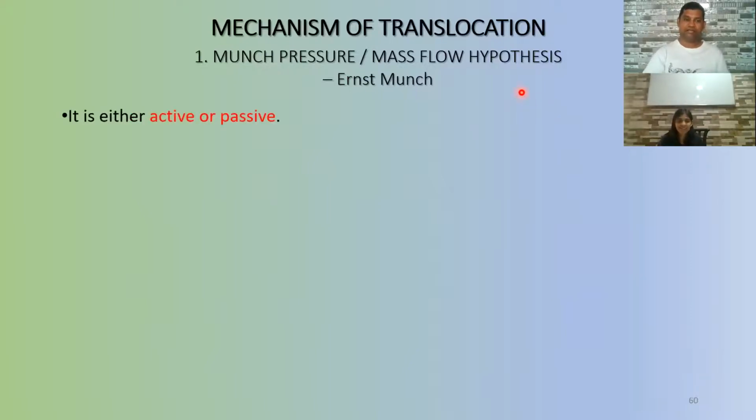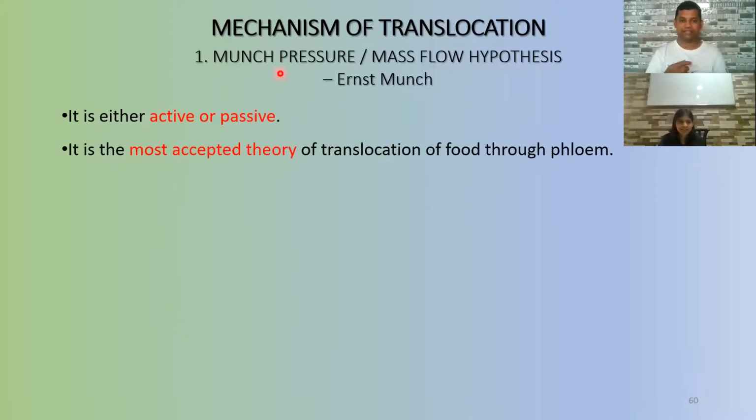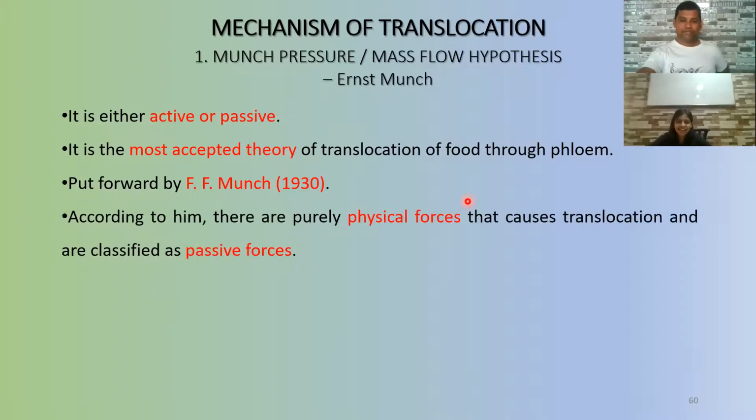It is either an active process or a passive process. Active where it involves expenditure of energy. Passive where no energy is spent. And for translocation of food through the phloem tissue, ये सबसे ज़्यादा accepted theory है. It was put forward by Ernst Munch in 1930. So just remember Munch.